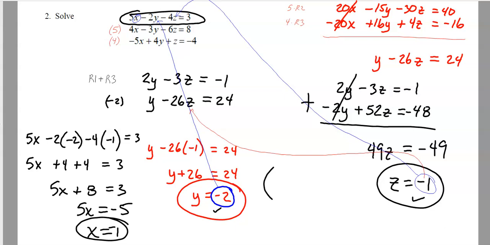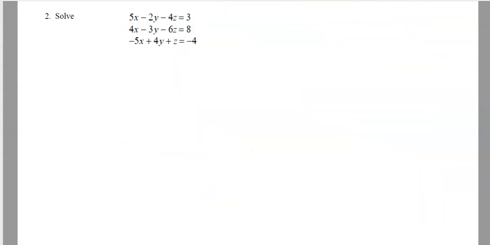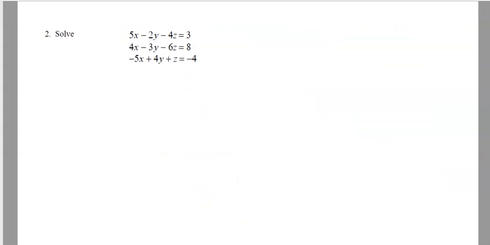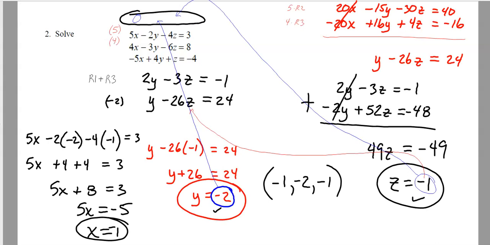So I believe this point where they all cross is negative 1, negative 2, negative 1. If you think about that, I want to just kind of sketch it out. Hold on. Let me go back and make sure I remember what I just had. Negative 1, negative 2, negative 1. I'm writing it on the board just so I don't forget.